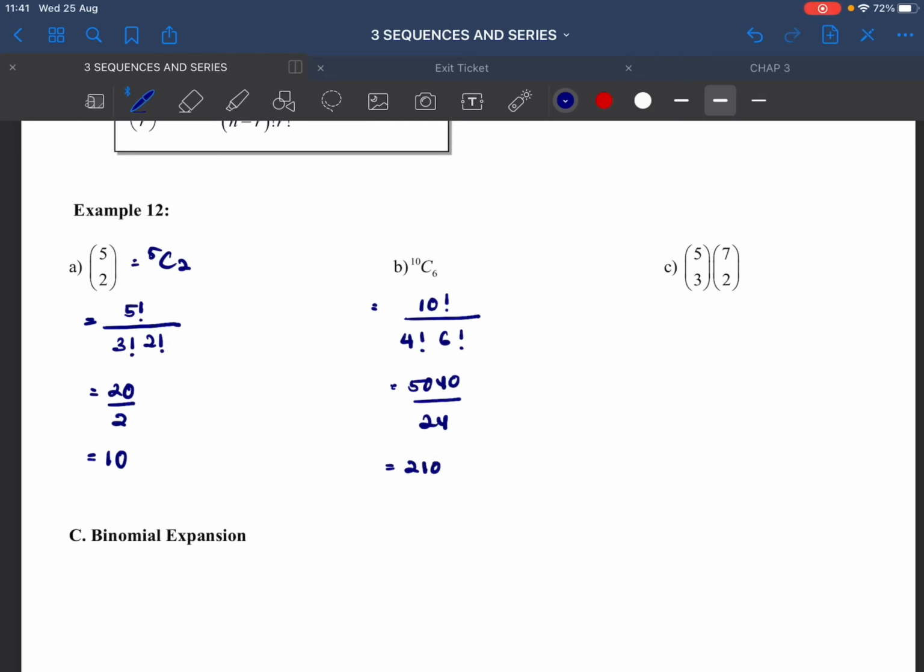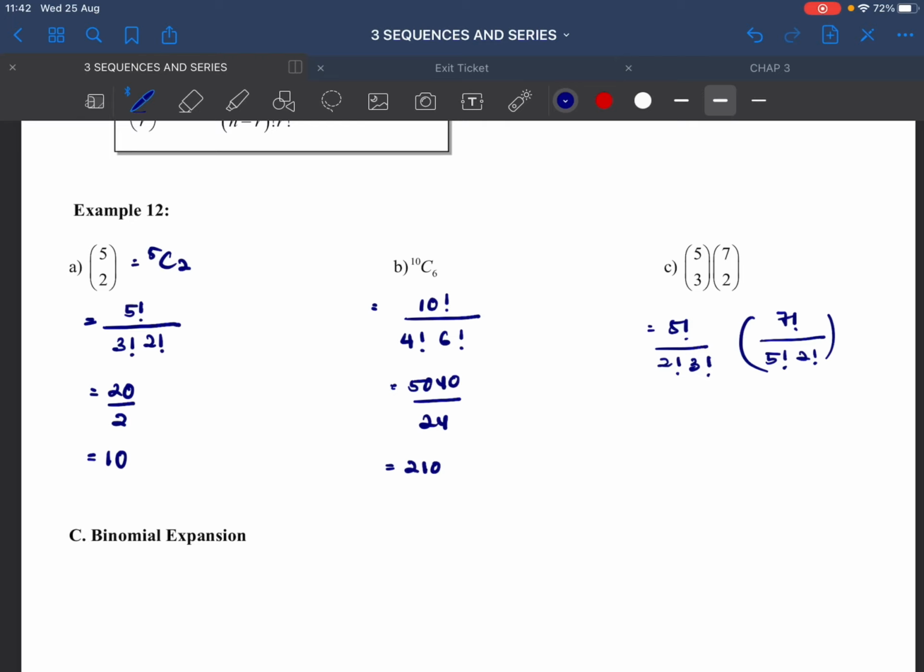Okay, so last one, we have 5C3 times 7C2. 5C3, we will have 5 factorial over 2 factorial 3 factorial. Okay, 2 factorial dapat daripada mana? Inilah n minus r. So 5 minus 3, kita dapat 2 lah. Okay, times by 7 factorial over 7 minus 2, we will get 5 factorial. R is 2 factorial.